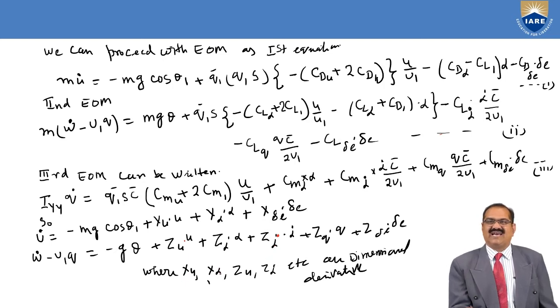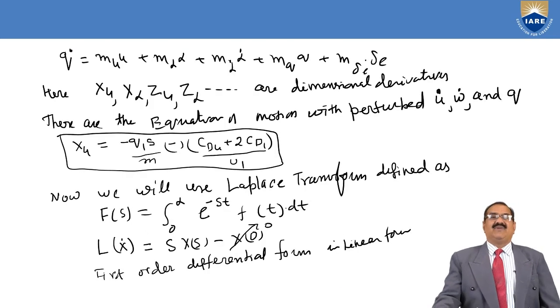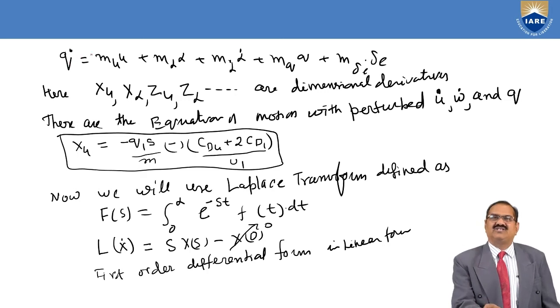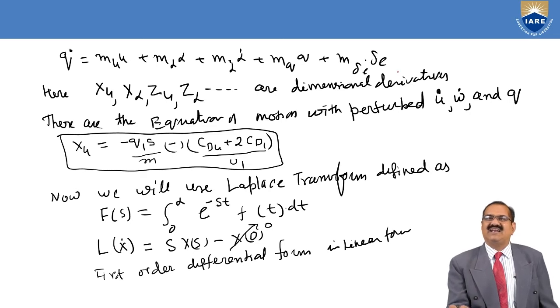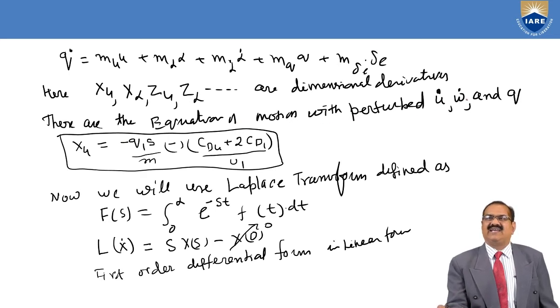So here x u, x alpha, z u, z alpha are dimensional derivatives. Okay, so we can write that q dot is equal to m u into u plus m alpha into alpha plus m alpha dot into alpha dot. This is the moment equation in perturbed form, plus m q into q plus m delta E into delta E. Here x u, x alpha, z u all are the dimensional derivatives. These are the equations of motion with perturbed u dot, w dot and q dot.